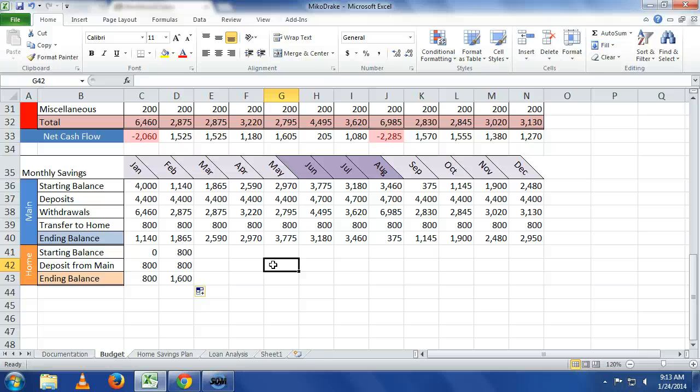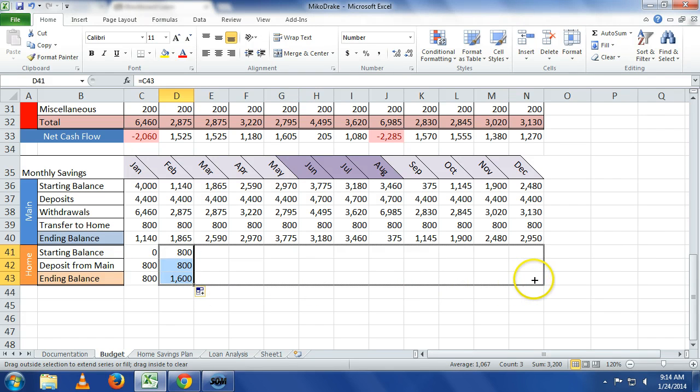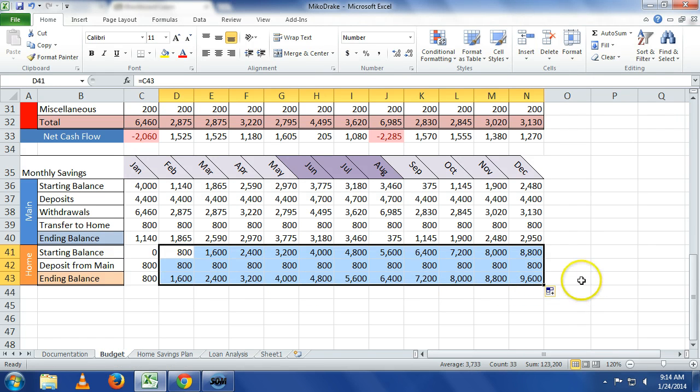So 0, 800, 800, 800, 800, 1600. Now what do I want to drag over or autofill the whole way to December? What selection do I want to drag over the whole way for December then? Yes? D41 through 43. Yeah, let's take those 3 cells, drag them over, and at the end of this, okay, looks like we have $9,600. And that looks right. 800 times 12, $9,600. All good here? We all good?